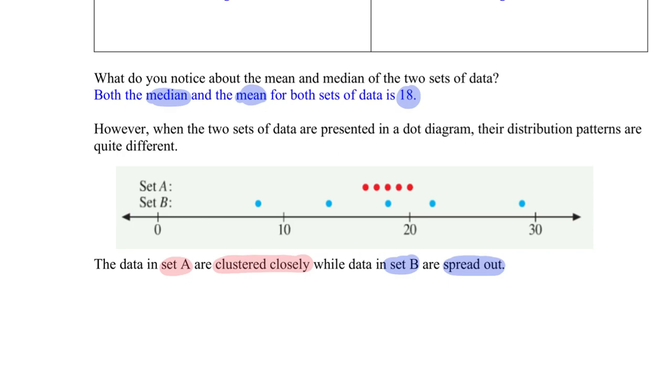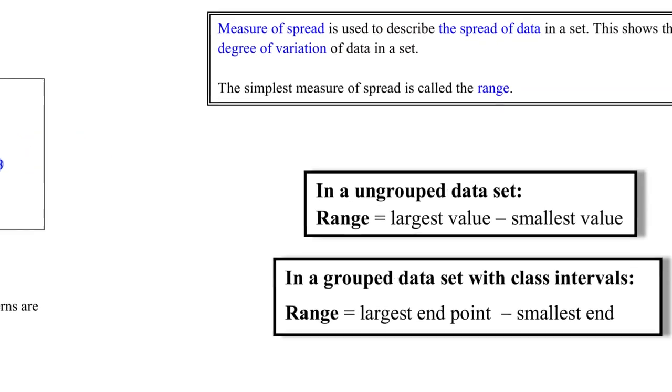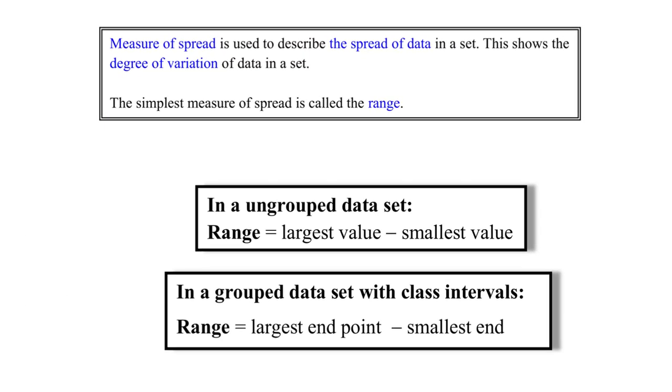So, having just mean and median alone would not allow us to have an accurate picture of how the distribution of the data looks like. And therefore, we do need to invent new measures in order to measure how spread out the data is. Which brings us to the focus of this particular video, where we are required to find the simplest measure of spread, which is called range.